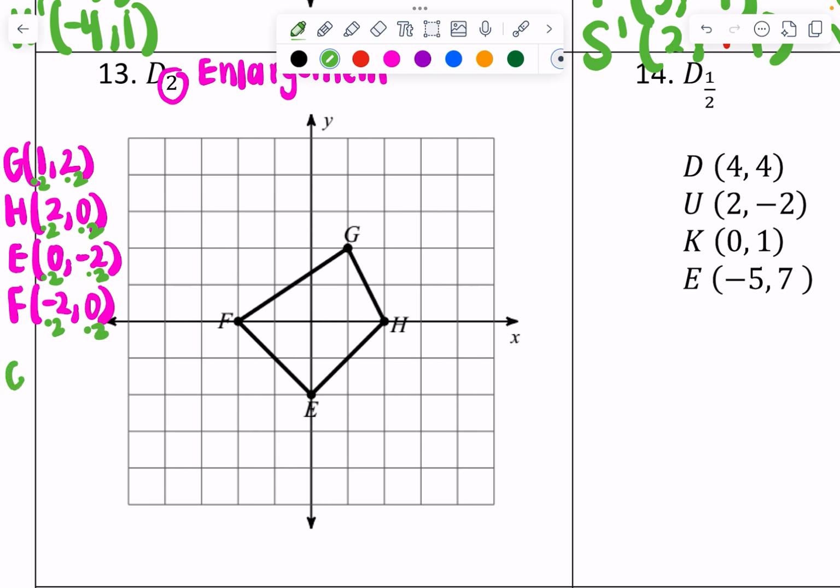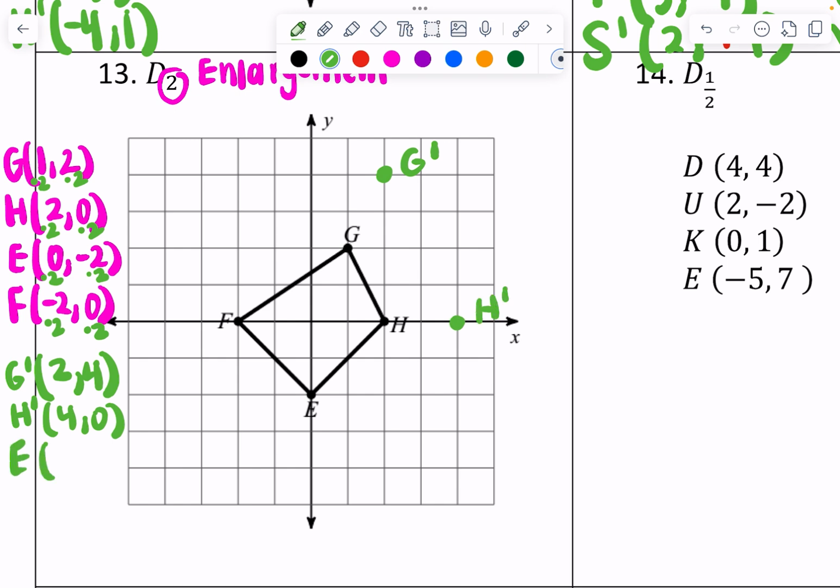So for G prime, I'm going to get 2, 4. So I'm going to go over to 2 on the x-axis and then up to 4 and plot my point. For H prime, I'm going to get 4, 0. So I'm going to go over to 4 on the x-axis and plot my point.